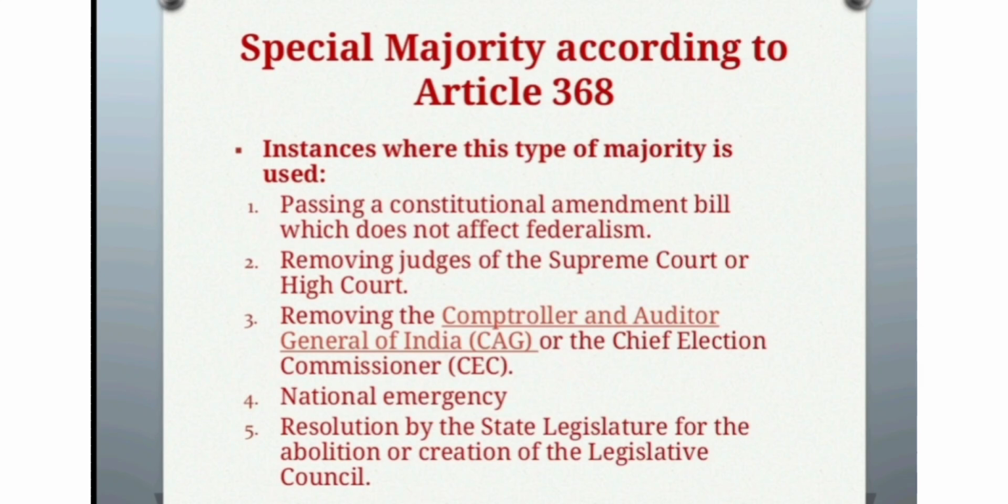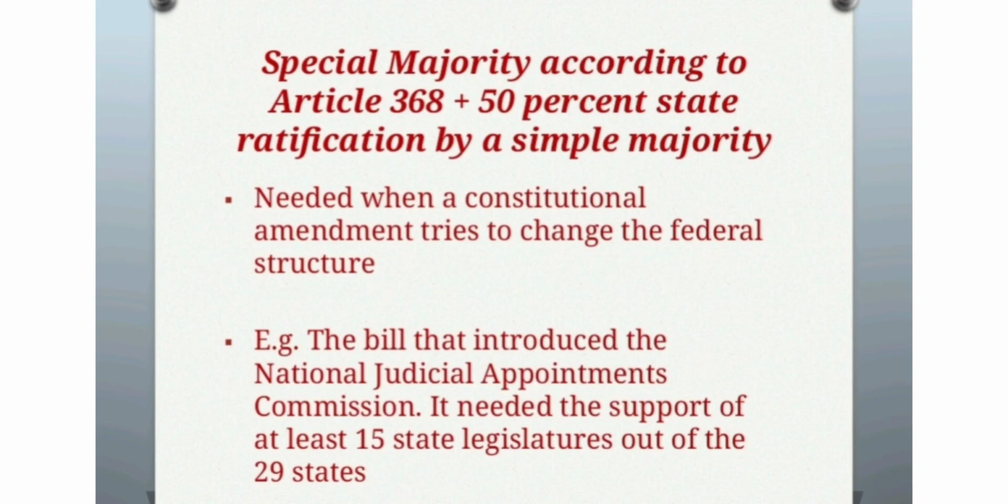This type of special majority is used to pass a constitutional amendment bill which does not affect federalism, and to remove judges of Supreme Court or High Court, and to remove Controller and Auditor General of India or Chief Election Commissioner, to declare national emergency, and to pass resolution by state legislature for the abolition or creation of the Legislative Council. When we need a constitutional amendment which tries to change the federal structure, we need 50% of state ratification along with special majority by Article 368.